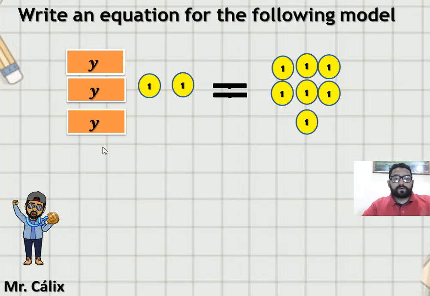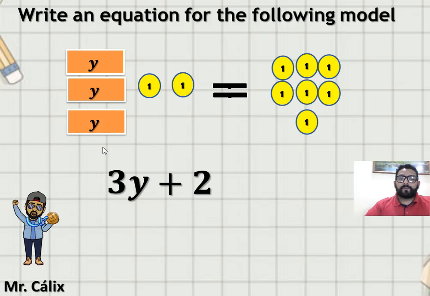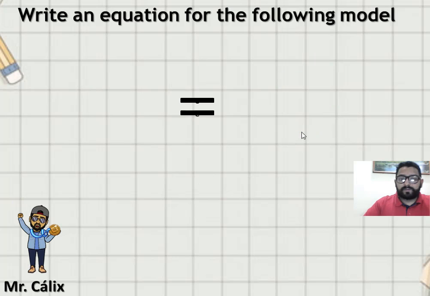So the equation for this model will be 3y. Why 3y? Because we have 1, 2, 3, so it's 3 multiplied by the quantity of y. Plus 2, because we have these two, 1 and 2, and we call this one a constant, equal 7. We write 7 because we had 7 units here. And this is the model, and this is the equation for this model.